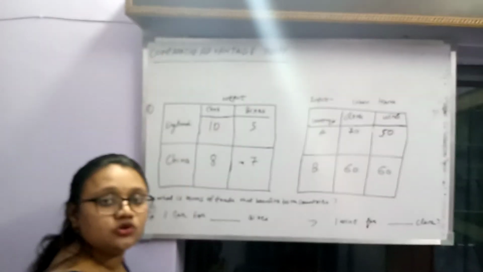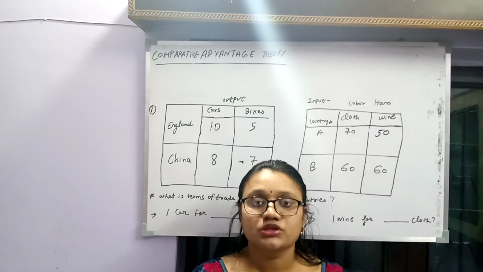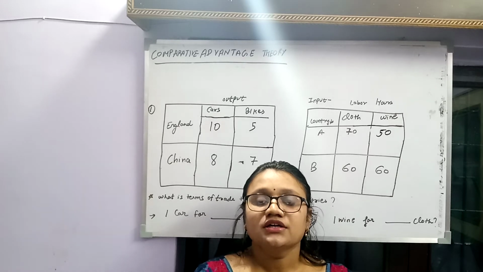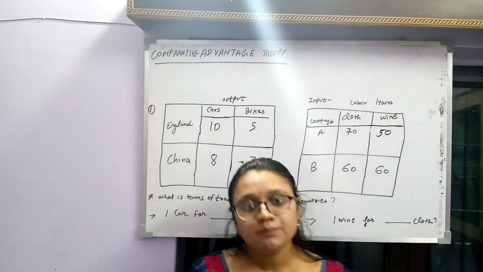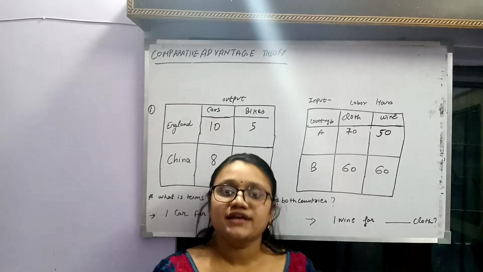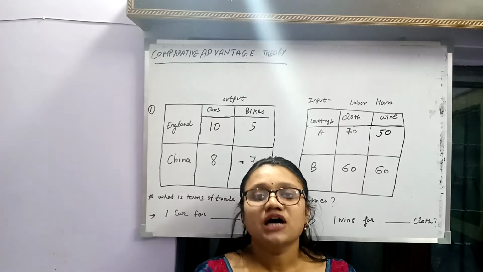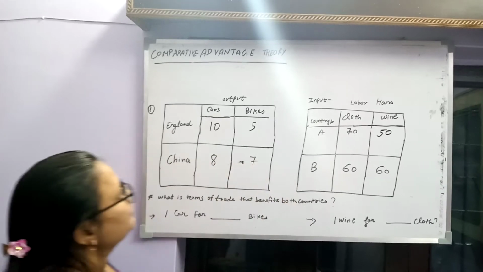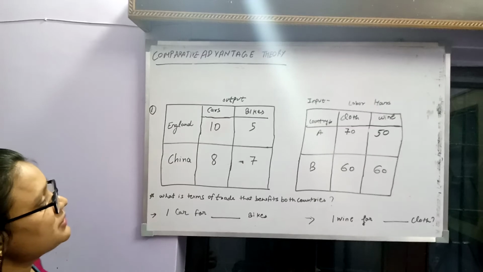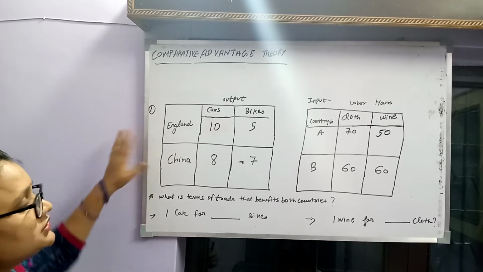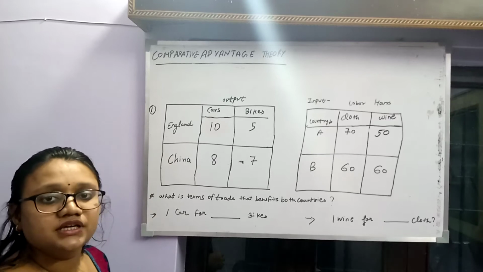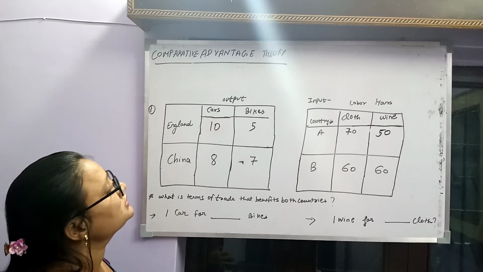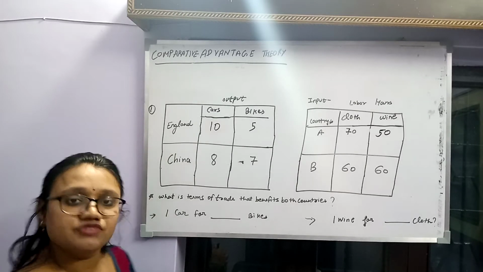But first of all we should know what the comparative advantage theory is. According to the comparative advantage theory, a country should specialize in that product in which it has comparative advantage. Today we will see how to calculate comparative advantage. Now let's take the first example, which is output. Here I have taken the same example which was taken in the absolute advantage theory. Now we will see which country has a comparative advantage in which good.